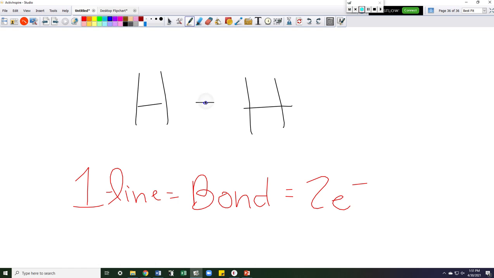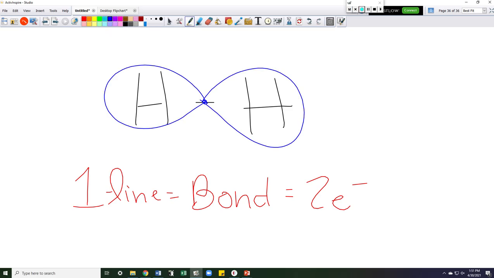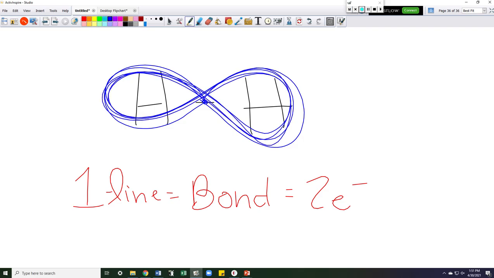So if this is an electron and they're being shared equally, do you agree that it's going to spend time around that H? Do you agree that it's going to spend time around that H? But because they're the same, will it be shared equal amounts of times? So do you agree that this is kind of what we would get? Try to trace that. Try to redraw that on your paper. All you're basically doing is drawing a figure 8 around both of them. The key is do the lines have to be equal on each side? Yes.